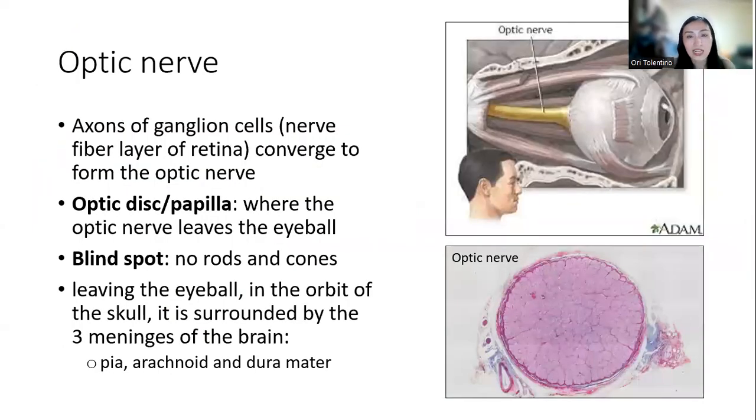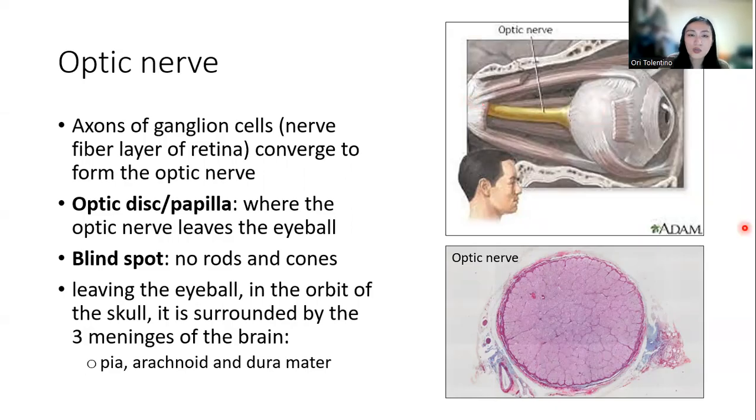Okay, let's go to the last slide we have. Finally, the optic nerve. It is formed by the axons, remember, of the ganglion cells found in the nerve fiber layer of the retina. And the nerve fiber layer will converge at the back of the eye to form the optic nerve. It is called the optic disc or the optic papilla where it exits the eyeball. And this is the area of convergence of the axons, and it passes back out of the eye as the optic nerve.